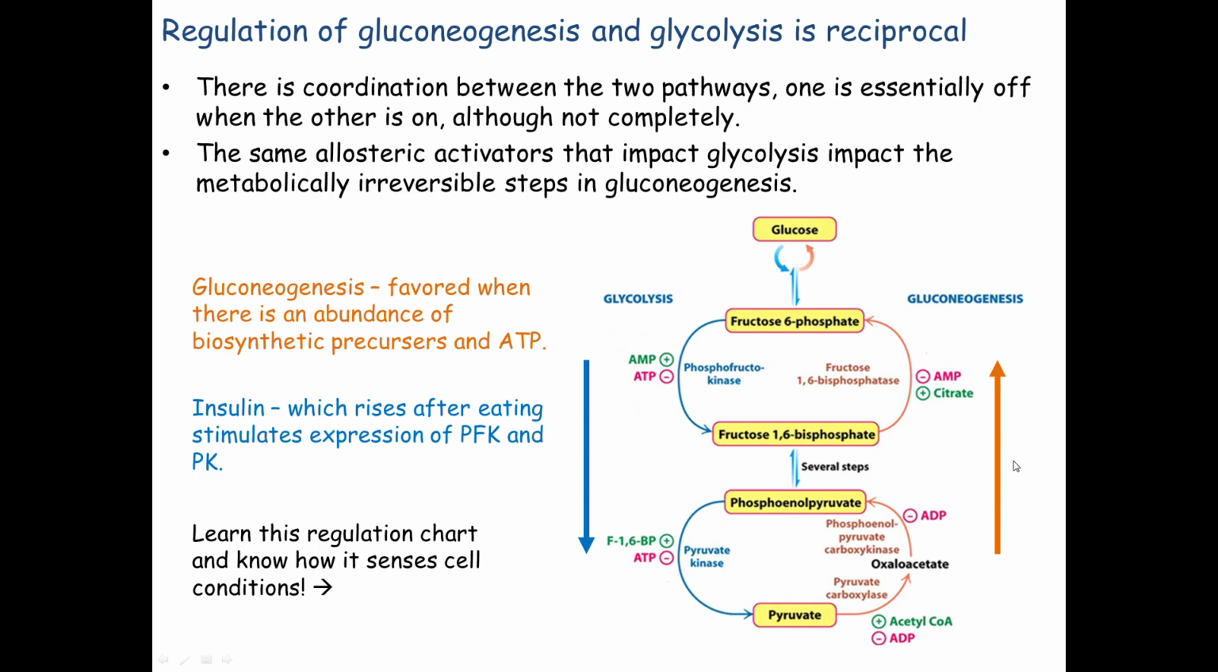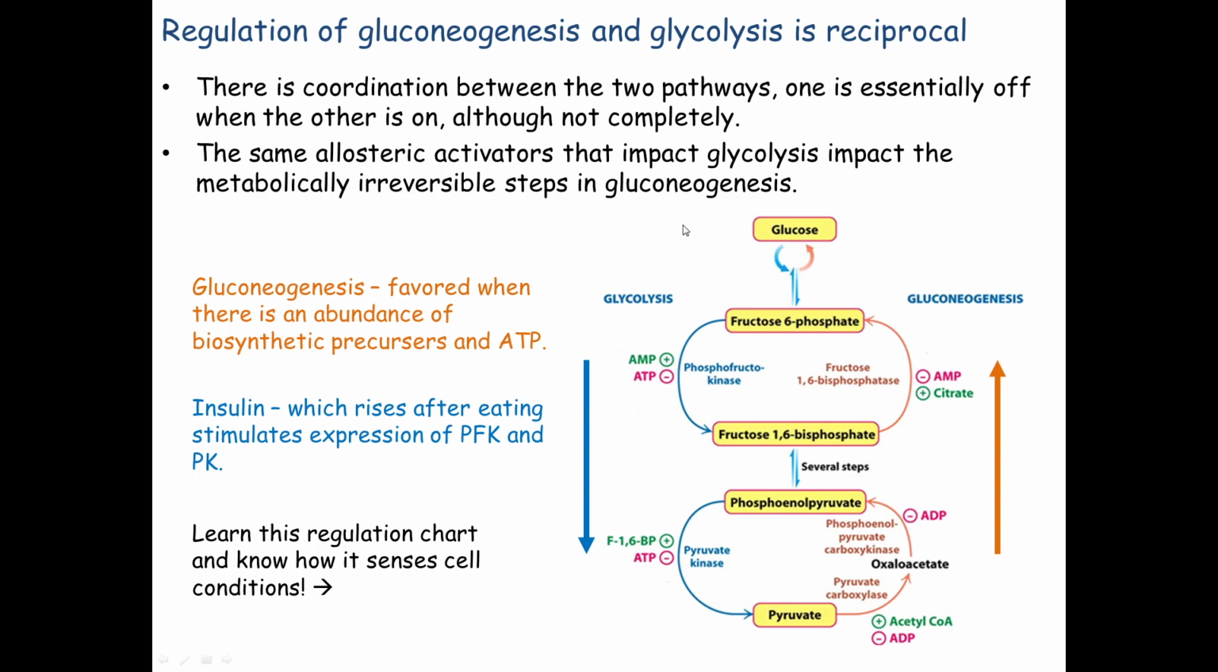And all the regulated steps here are shown by the opposing arrows, the blue versus the orange, where the double blue arrows indicate everything that's reversible. What's here at the top is the only time we worry about this top step with the hexokinase and the glucose 6-phosphatase is in liver cells. We talked about that one.